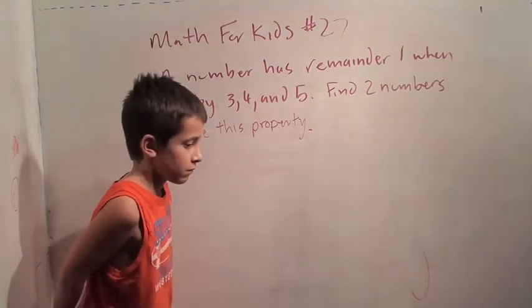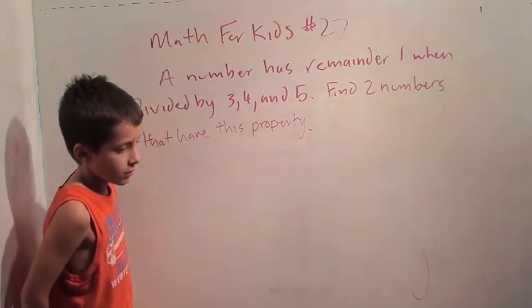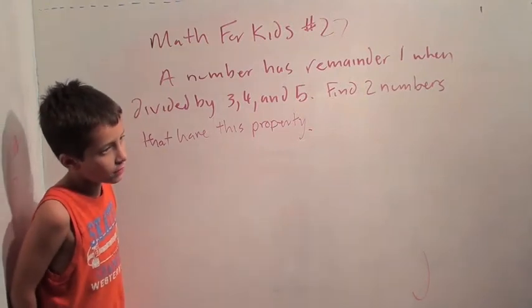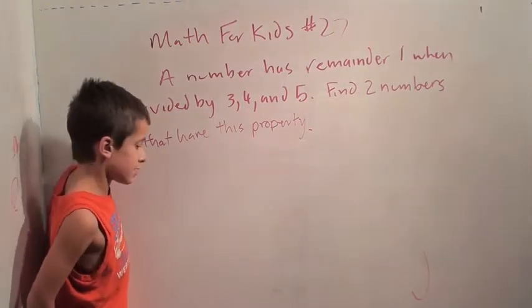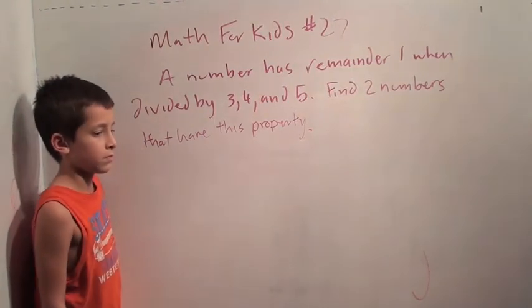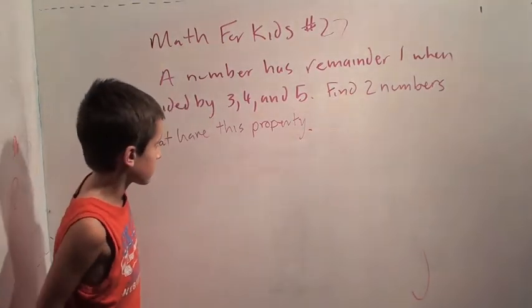I have an idea. Let's find some numbers that leave a remainder of 1 when divided by 3. Actually, the easiest one would leave a remainder of 1 when divided by 5. Why is that easy? Because it ends in 6 or 1. Okay, it ends in 6 or 1, and then we have to find out if they have a remainder 1 when divided by 3 and 4. So why don't you write some numbers down?